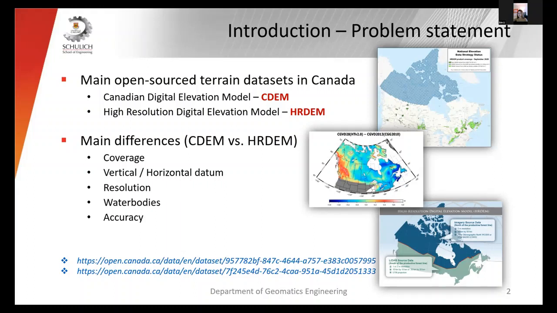There are two main open source terrain data sets. They are the CDEM, Canadian Digital Elevation Model, and the High Resolution Digital Elevation Model. They do have some main differences, and that would potentially cause problems to the end users, especially if they would like to integrate them. For example, they have different coverage across the country. The vertical and horizontal datums are different. They also have inconsistent horizontal resolutions across the country. And the water bodies have been treated differently, and they have different accuracies.